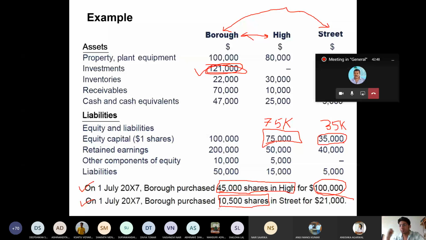So how much have I paid for High? I have paid 100,000 for the 60% shares. But for the remaining 40% also, I'll have to calculate what is the value of the remaining 40%, because as I said, we will consolidate both the controlling part and the non-controlling part. So now let us take an example.